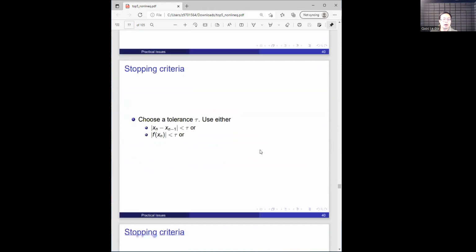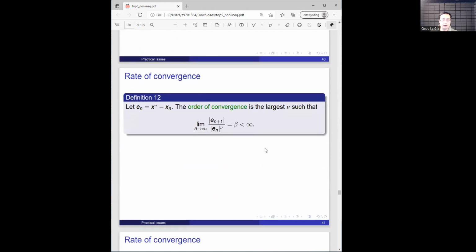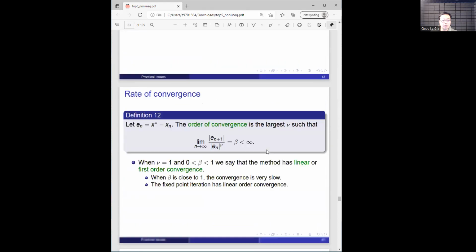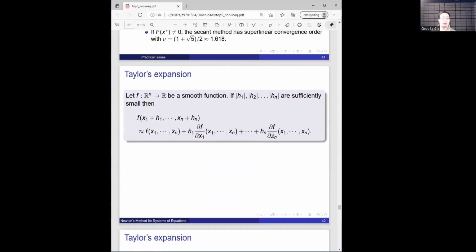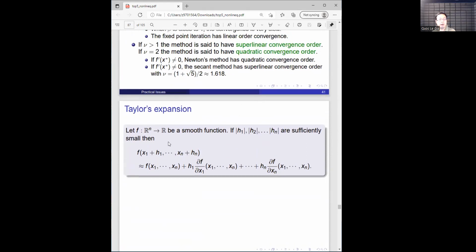Okay, and now let me introduce the Taylor expansion for two variables, okay? So this one, we ignore the higher order. We just take the first order, and the higher order we just ignore because it will be complicated.